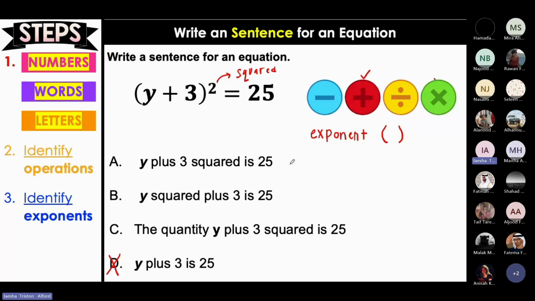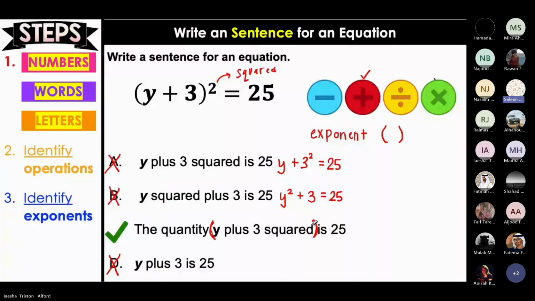For A, if we write this one, it's going to be Y plus 3 squared equal 25. So A is not correct. B, Y squared plus 3 equal 25. So not correct. C is the one we need because it has the quantity. It means we put parentheses here.